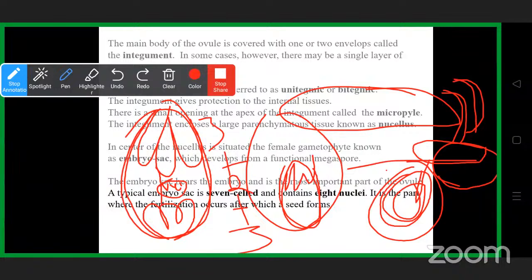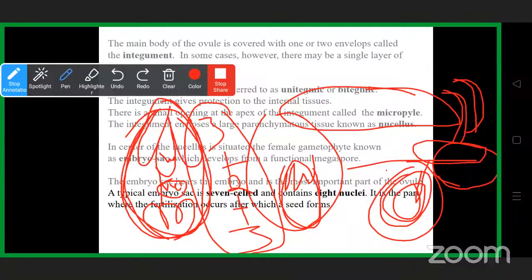How many? An 8-nucleate embryo sac will be formed. That is the common polygonum type. It was first discovered by Strasburger in Polygonum divaricatum, which is why the type is called polygonum type. It is a common type: 70 to 80% of embryo sacs will be like this.